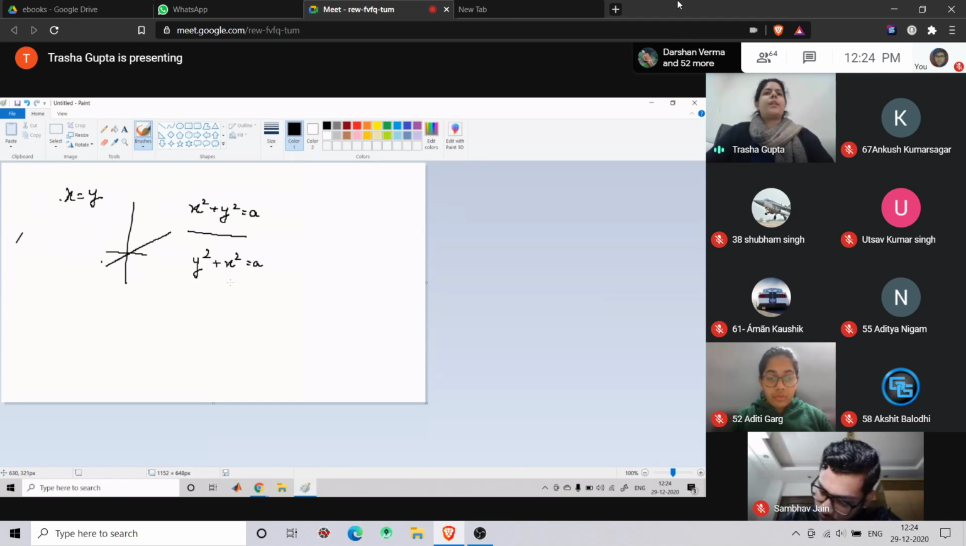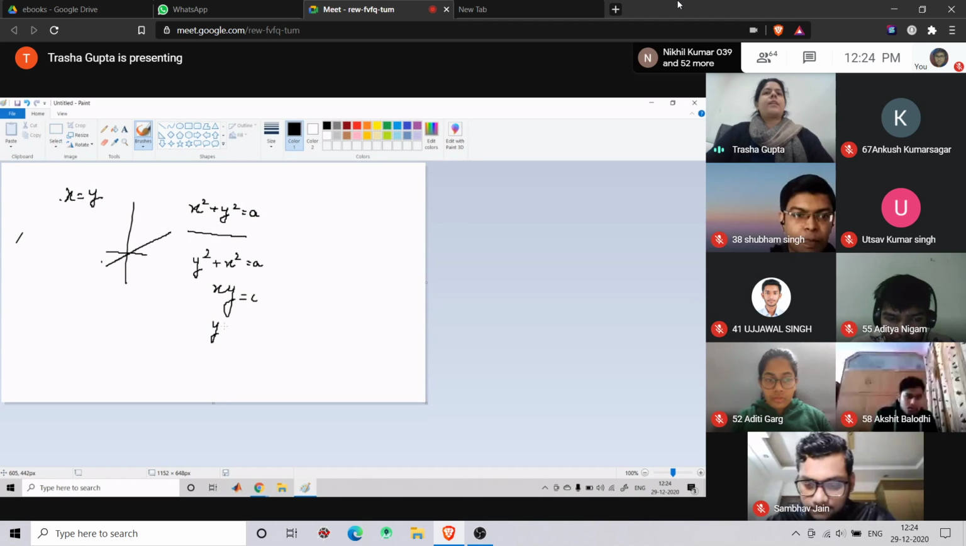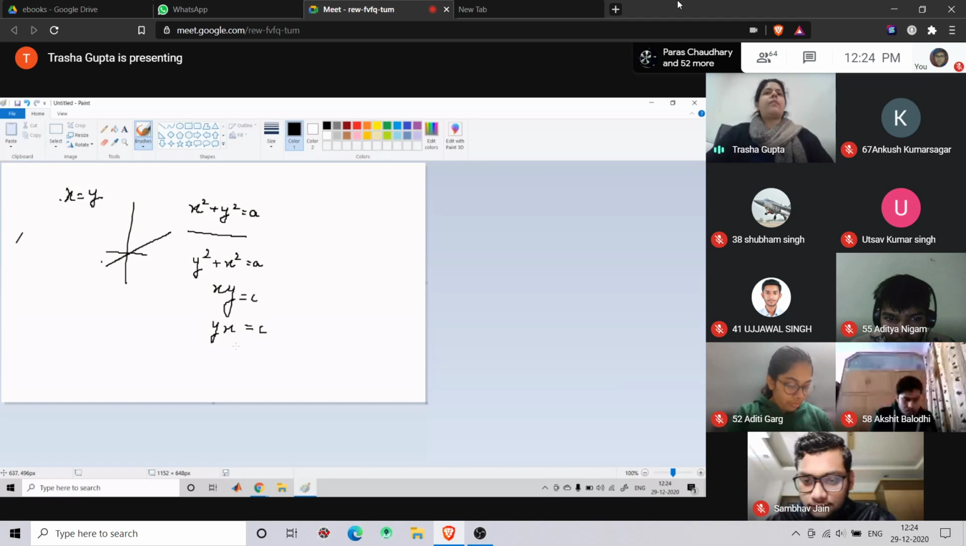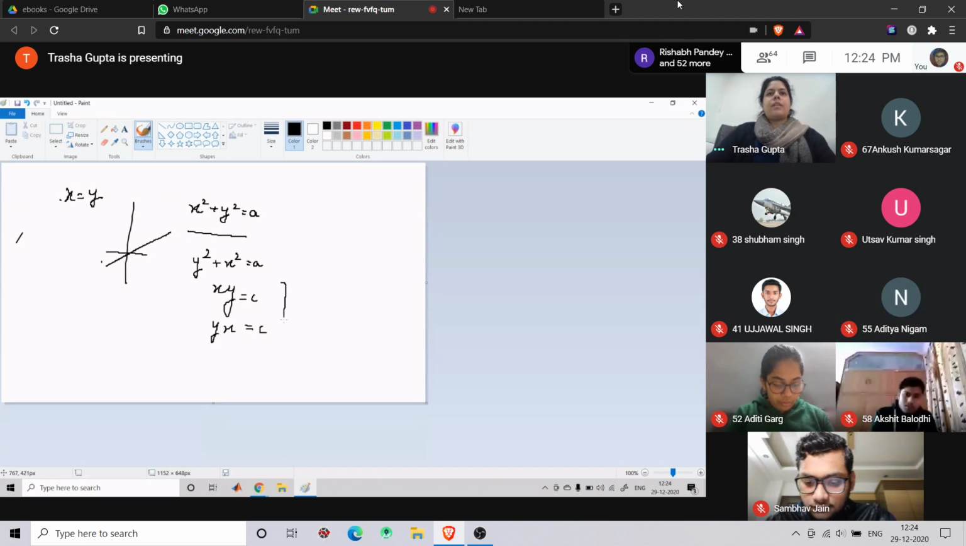The same equation that we took earlier, xy is equal to c. तो अगर यहाँ पर हम x की जगह y लिख देंगे और y की जगह x लिख देंगे, then again the equation will not change. It will remain unchanged. So these two are symmetric about the x is equal to y axis. Is it symmetric about x is equal to minus y axis?